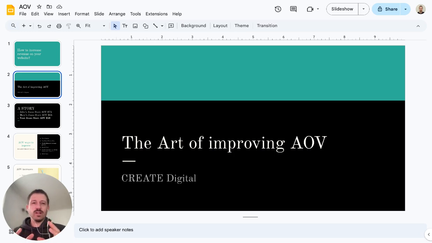And I also want to take a different approach with this. I want to tell a short story to put it in context for you, and show you that just increasing the AOV is not the holy grail. Of course, it's the holy grail, but there are more things coming from improving it. And that's why it's so effective to focus on this metric so much.